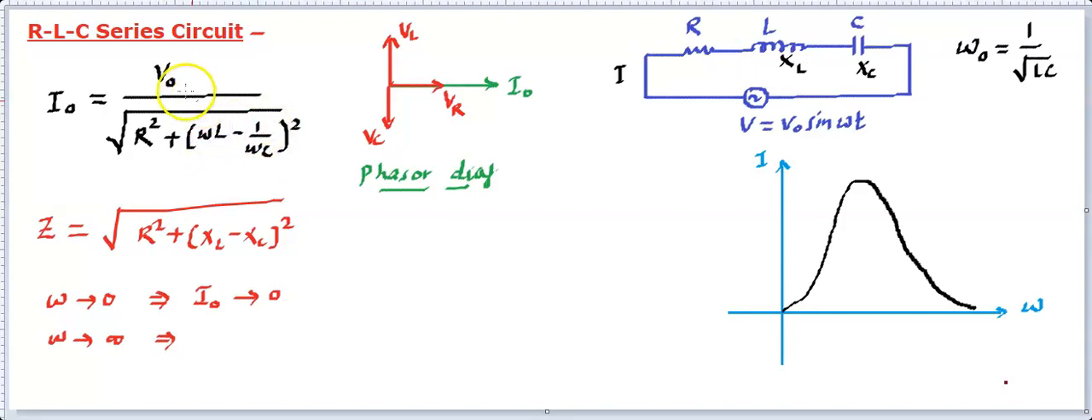So infinite square is going to be infinite. So ultimately the entire term will again tend to 0. That means if we change omega from 0 onwards, it starts from 0, and at infinite value it tends to 0 again. So there has to be some maxima or minima.